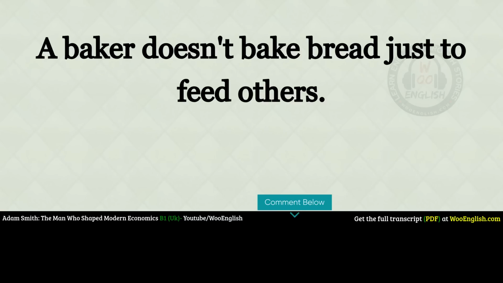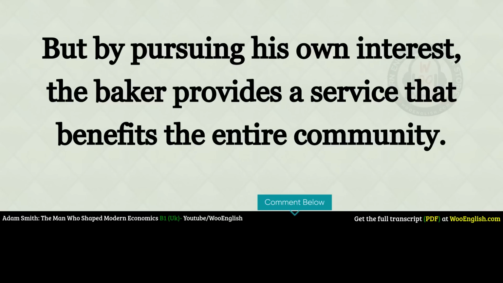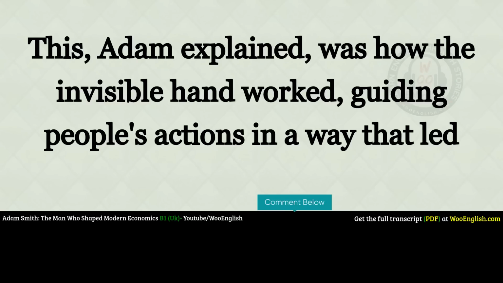A baker doesn't bake bread just to feed others. He bakes it to earn a living. But by pursuing his own interest, the baker provides a service that benefits the entire community. This, Adam explained, was how the invisible hand worked, guiding people's actions in a way that led to positive outcomes for everyone.